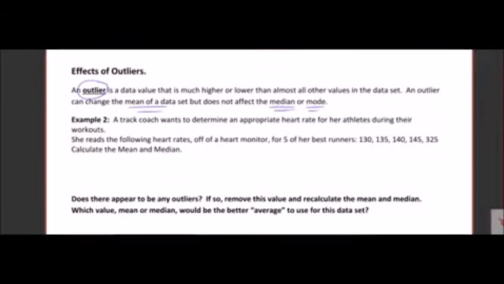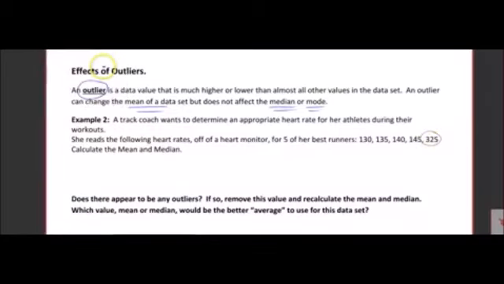So that outlier will have a tendency to skew the mean of a data set. Let's look at this situation. We've got a track coach who wants to determine an appropriate heart rate for her athletes during their workouts. She reads the following heart rates from a heart monitor for 5 of her best runners: 130, 135, 140, 145, and 325.